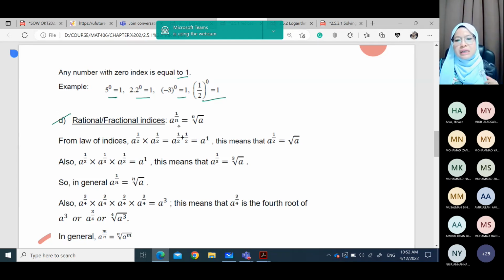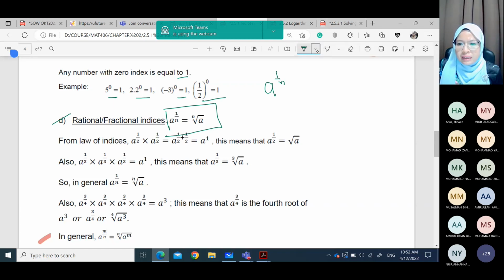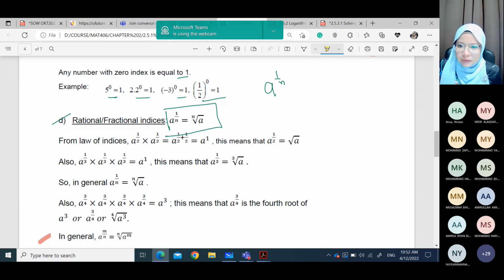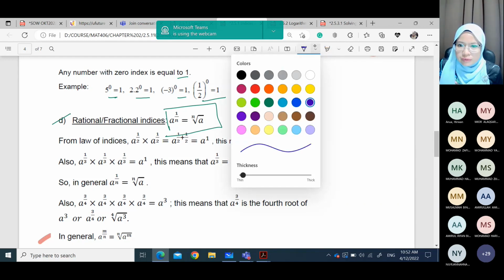So, dalam index pun kita ada dalam bentuk fraction ataupun pecahan. So yang ini, this is a general notation which is a to the power of 1 over n. It is equivalent with the nth root of a. Okay. So untuk yang ini, a kuasa 1/n. So n ini dikira sebagai punca. Okay. Root.